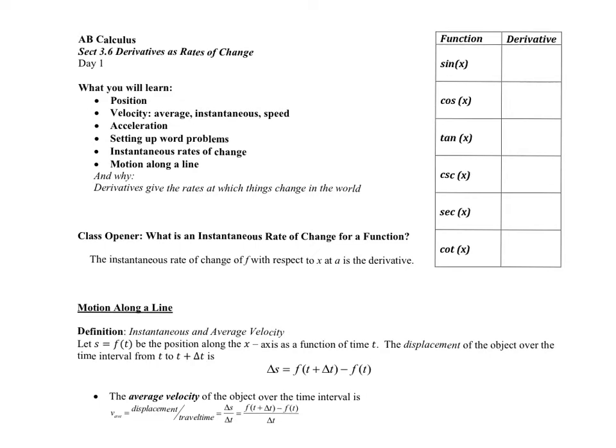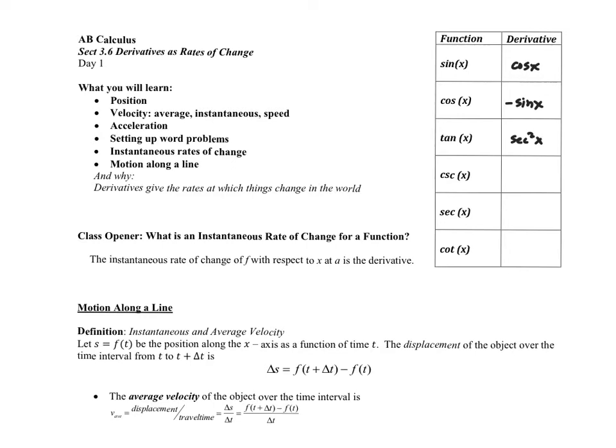So let's start with taking the derivative of each of the 6 trig functions. You can pause the video and attempt these and then let it go and see how you did. So I'm going to continue. The derivative of sine is cosine. Derivative of cosine, negative sine. Derivative of tangent, secant squared.